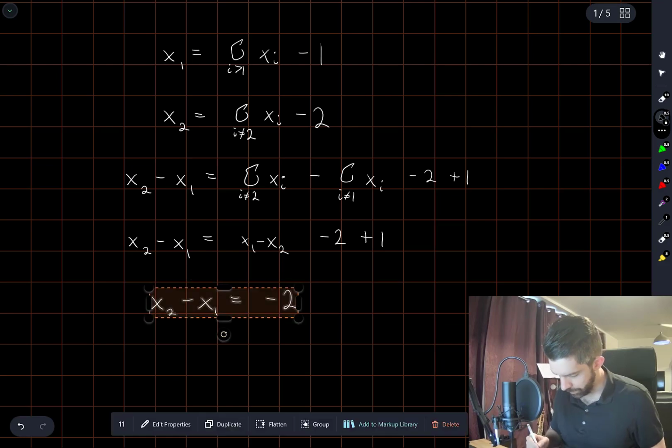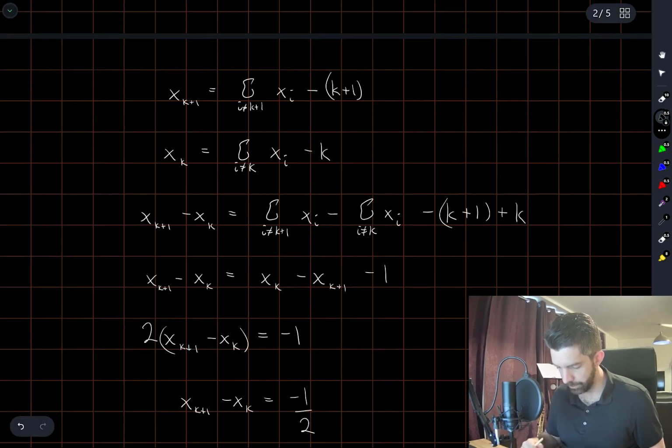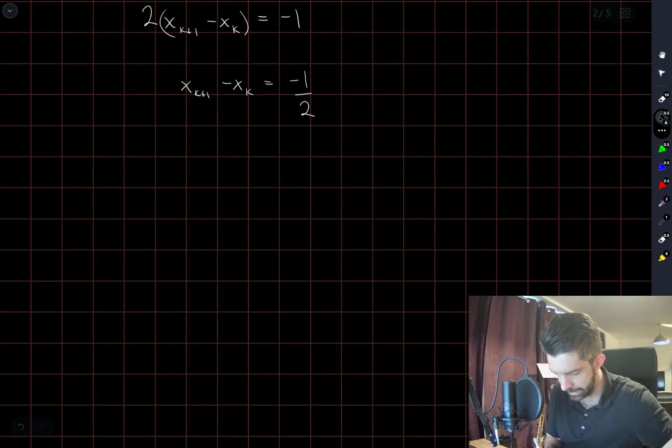And so this equation here becomes 2 x2 minus x1 is equal to negative 1. So x2 minus x1 is equal to negative 1 over 2. Good. And so it is just a specific case of this general one here. Okay, so what do I have? I have that xk plus 1 is equal to xk minus 1 over 2.